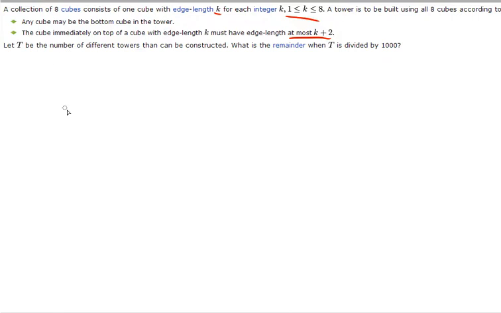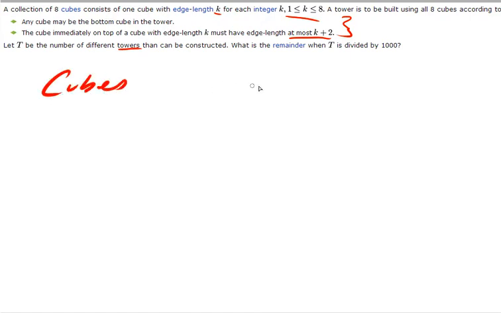Okay, so we have 8 cubes with side length k, where k ranges from 1 to 8. So we're trying to find the total number of towers that can be constructed using these two rules. Now, a common strategy in counting problems is to start from a simple case and work up recursively. So let's try the simplest case possible and see if we can build up.